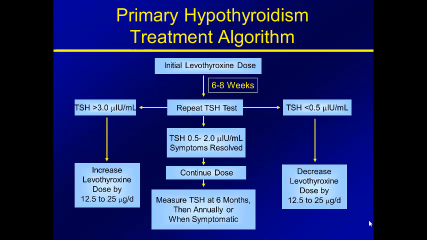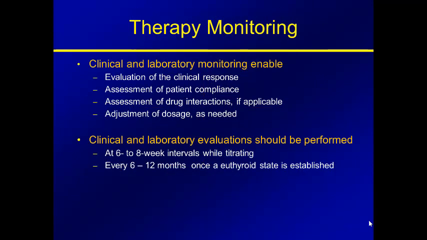If TSH is less than 0.5 micro international unit, decrease the levothyroxine dose by 12.5 to 25 microgram per day, or repeat the TSH test. If it's between 0.5 and 2 and symptoms have resolved, continue the same dose, and measure TSH every 6 months, then annually or when symptomatic. That's the simple way. And when TSH is more than 3, increase the levothyroxine dose by 12.5 to 25 microgram per day. Thyroxine monitoring is very important.